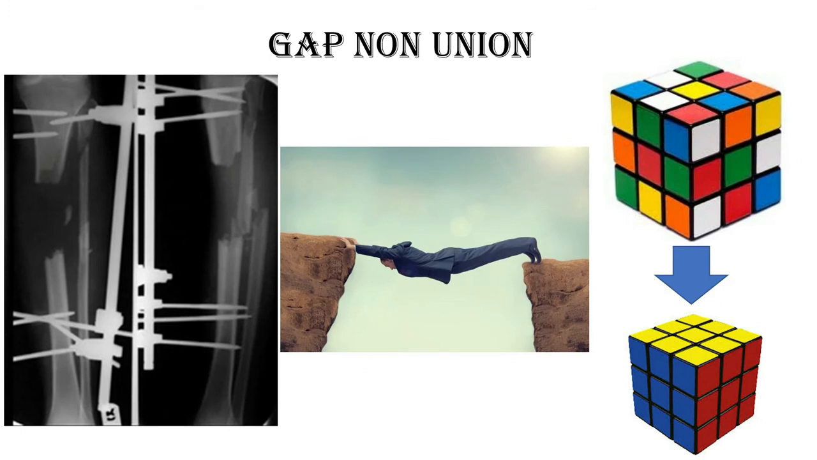Gap non-union is a rare type of problem which we have to face, more commonly nowadays, because in our daily practice on an emergency basis, at emergency we used to get multiple road traffic accidents, and they used to suffer from bone loss. And due to this bone loss, for upper limb it can be managed by shortening, because in upper limb there is no issue of limb length discrepancy as such.